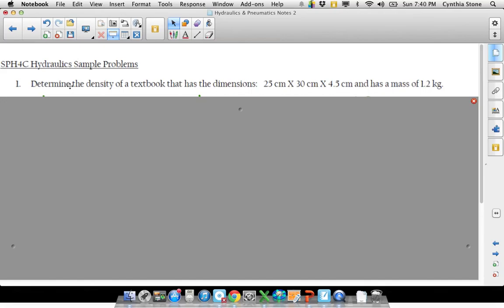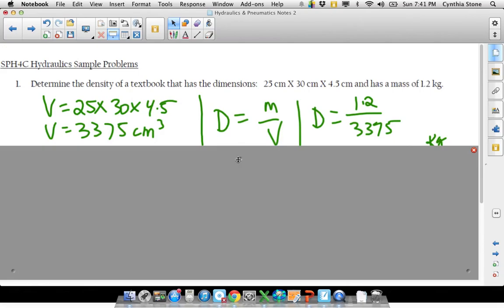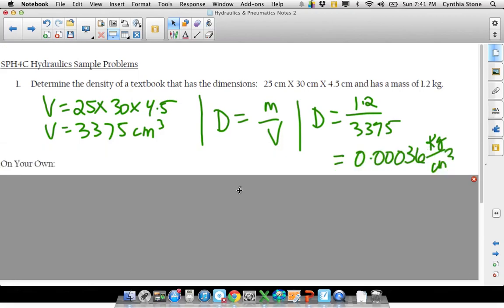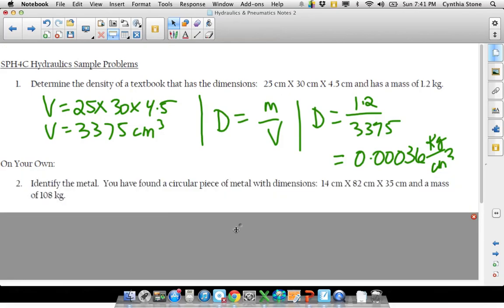But first, going back to the beginning of the unit, determine the density of a textbook. We know the dimensions of the textbook, and we know the mass. A textbook is going to be a rectangular prism, so the volume is just, you multiply everything together. Then density is mass over volume, so you just divide, and that's kilograms per centimeters cubed. That volume will be centimeters cubed, so it's centimeters times centimeters times centimeters. So pretty easy. You can try this one.